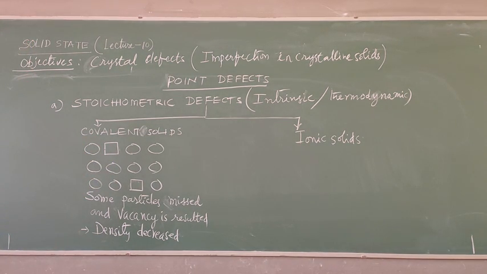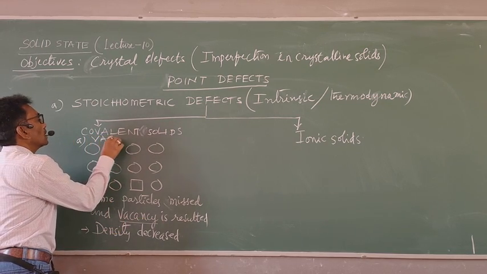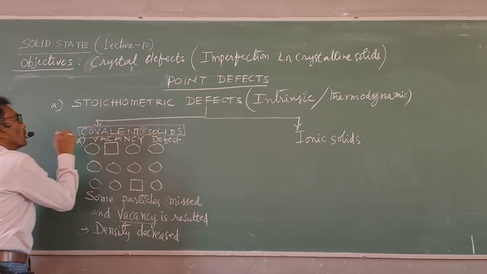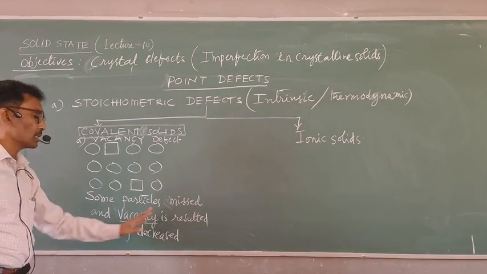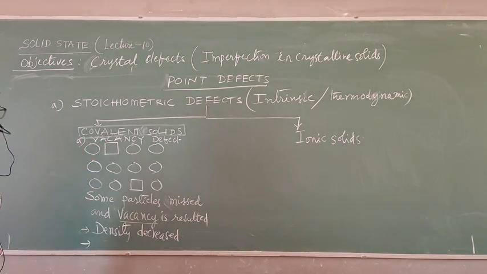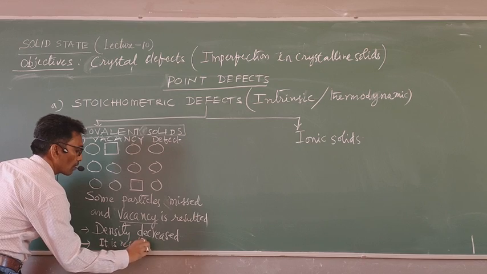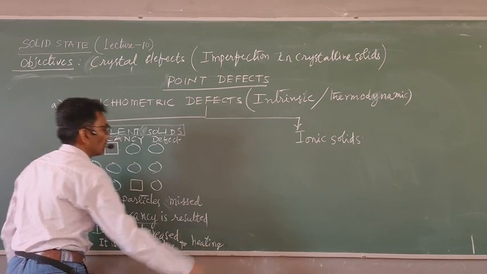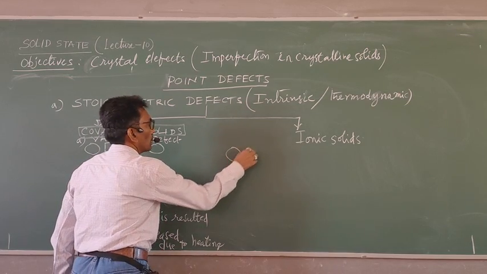How is it resulted? If you sometimes heat the crystal, this type of defect is noticed, and it is known as vacancy defect. Vacancy is created. This vacancy defect is observed in covalent solids, due to missing of particles from their lattice points. Because of this, density is decreased, and sometimes it results from heating the crystal. I hope you followed this: in covalent solids, vacancy defect. Now observe this diagram, dear students.